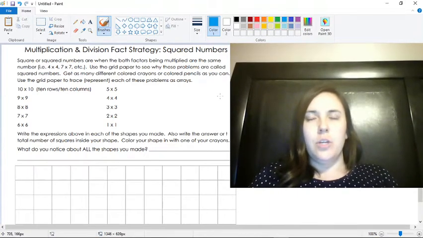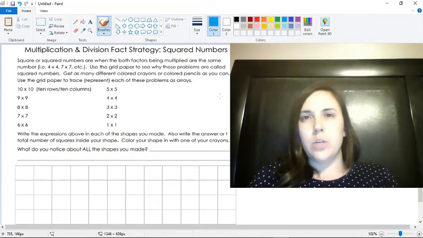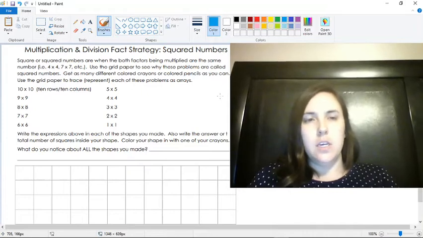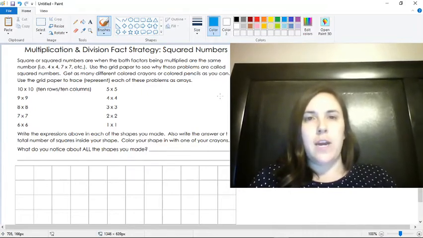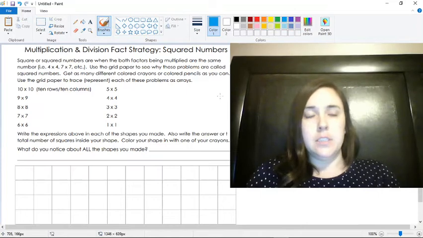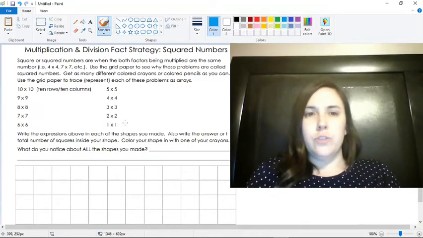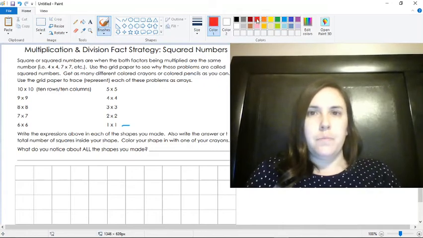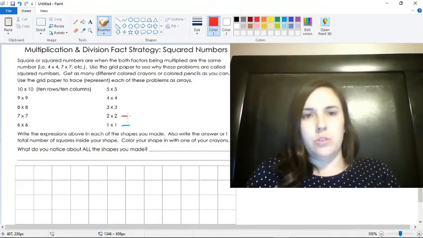Hello! So I'm going to go over with you how to complete the first math worksheet after battling builders. This is about multiplication and division fact strategies, squared numbers. I'm going to show you how to do the first two, which is 1 by 1 and 2 by 2. And then the expectation would be that you can do the rest of them on your own.